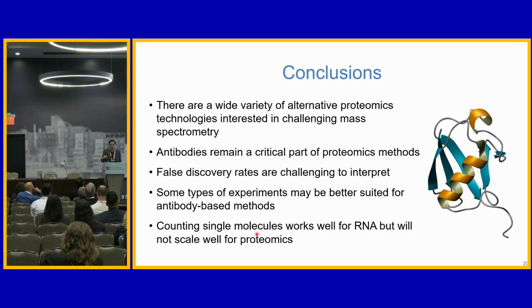So some types of experiments, I think, are better suited to using affinity-based reagents. And so we need to say there are some problems that maybe as mass spectrometrists we should just step away from, let other people tackle those while we dig into other types of problems. There are other ways that we can make complementary analyses. And the last thing that I want to hammer home is that this idea of counting single molecules works really well when you've got a very small dynamic range. It does not necessarily scale well to proteomics-style measurements.